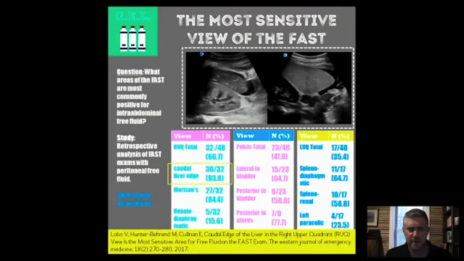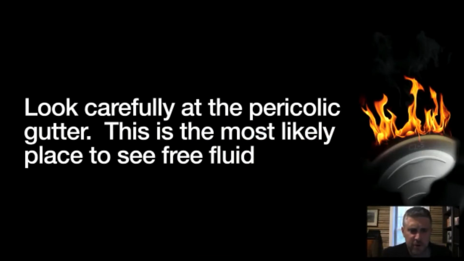And my good friend Mike Pratt's over at Ohio State did an Ultrasound Gel podcast looking at the same type of thing, looking at this study, and they basically were showing this most commonly positive place. 30 out of 32 patients with fluid in the right upper quadrant had it at the caudal tip of the liver, right? So that brings us to the first teaching point.